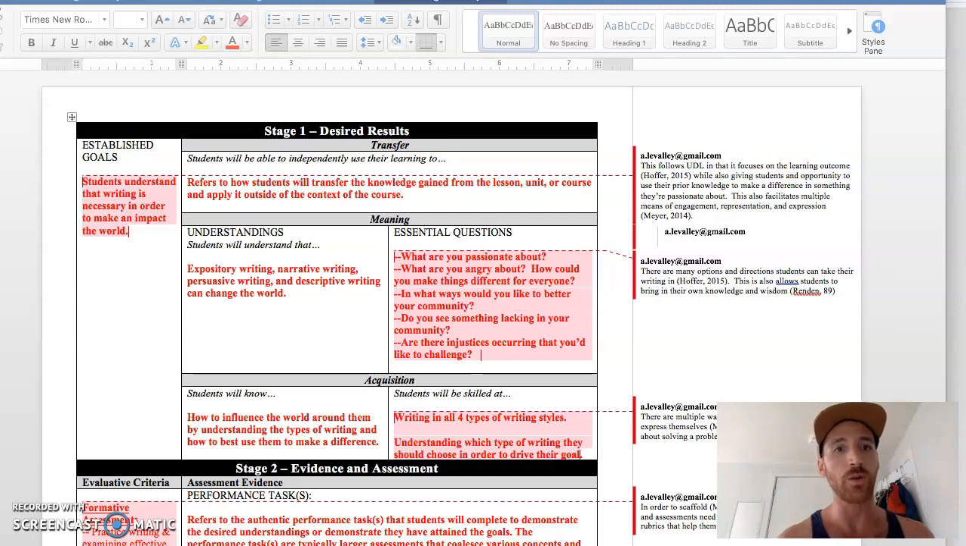What I've created here is a way for them to take something that they're passionate about and then look at the four types of writing: expository, narrative, persuasive, what am I missing? Descriptive writing, to really take that passion and do something with it. So that it's not just "write an essay for Mr. LaValle." It's "this is what I'm passionate about. How can I affect change?" And also learn the four types of writing.